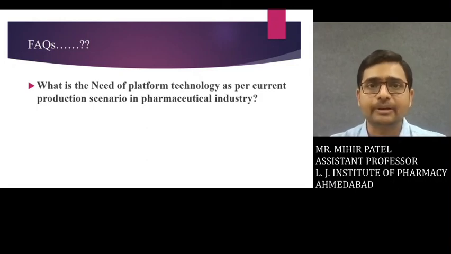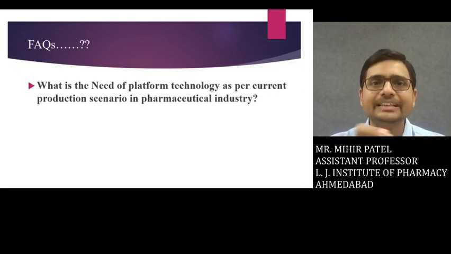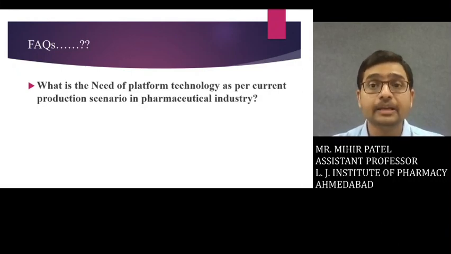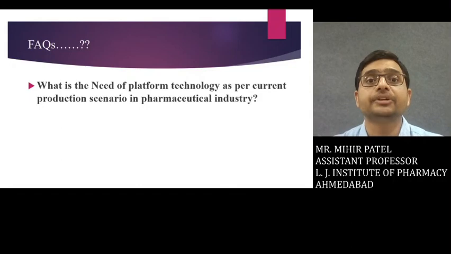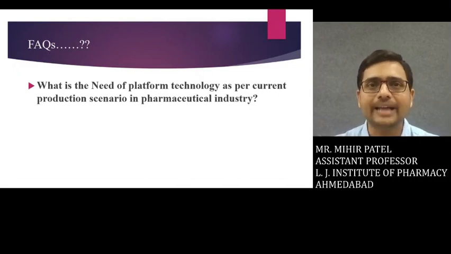As far as your examinations are concerned, this specific FAQ may be asked, a very interesting question can be framed: what is the need of platform technology as per the current production scenario in the pharmaceutical industry? So that is one of the key and major identifications that we will have.